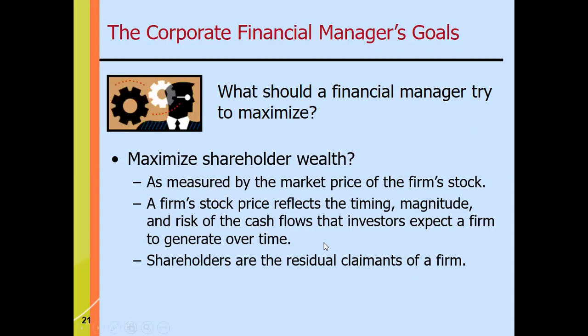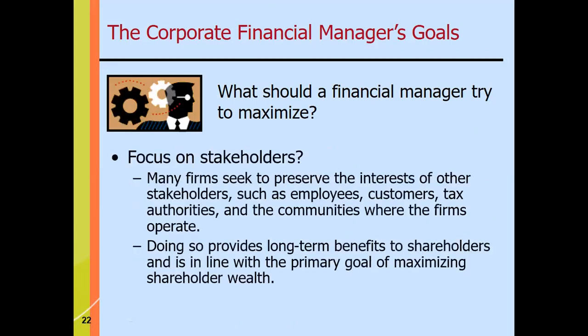Whatever the stock price is, that is the accumulation of the changes of the values, or the combination of all values throughout the years. Then shareholders are the residual claimants of a firm. Remember, they will receive right after the creditors, especially for liquidation purposes. Then there has to be a focus on stakeholders in order to maximize the value of wealth. It has been noted that many firms seek to preserve the interests of other stakeholders such as employees, customers, tax authorities, and the communities where the firms operate.